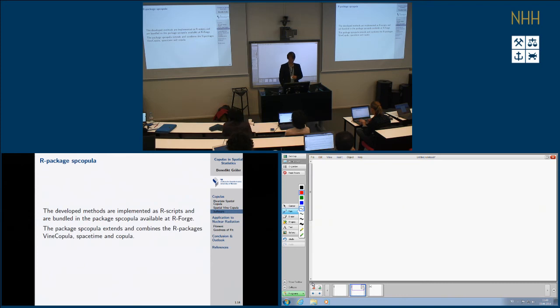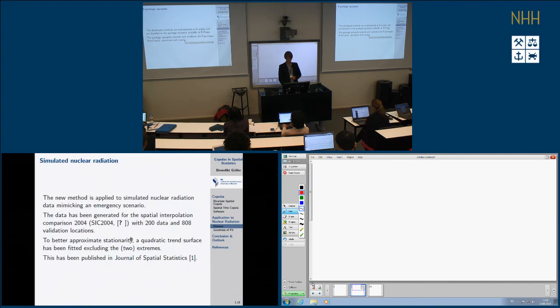It's all captured in an R package that's on R-Forge, because it's still under rapid development, and it uses other packages: VineCopula to do these combination steps, spacetime to do the spacetime handling, and copula to get some copula functions.